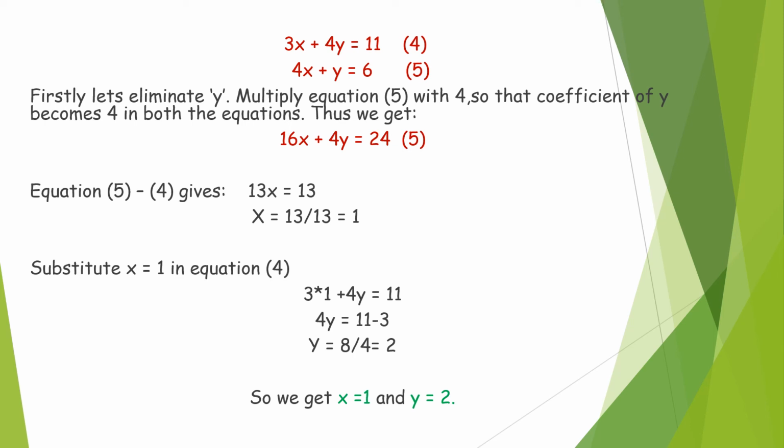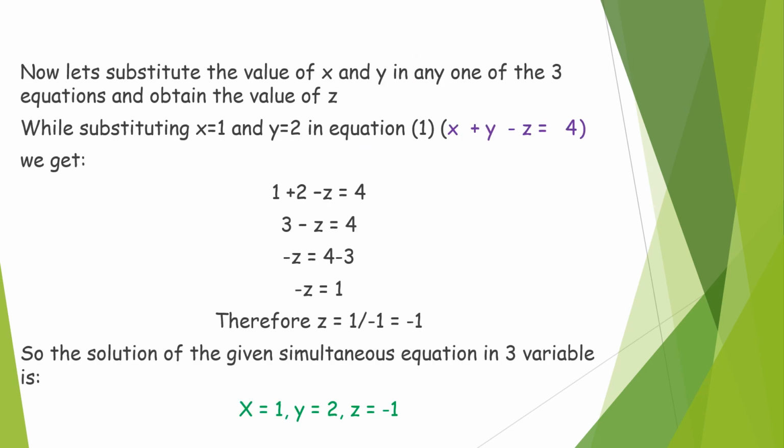Here I am substituting x equal to 1 in equation 4. Then we will get 3 into 1 plus 4y is equal to 11. 4y is equal to 11 minus 3, y is equal to 8 divided by 4, which gives us 2. So here we get the value of x is equal to 1 and y is equal to 2. Now let us substitute the values of x is equal to 1 and y is equal to 2 in any one of the three equations given in the beginning.